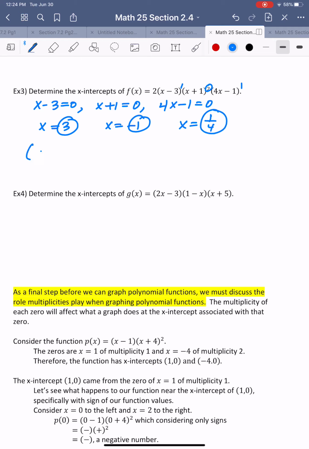The x-intercepts are 3, 0, negative 1, 0, and 1/4, 0, okay? Example 4, determine the x-intercepts for that, yeah? So we set all the linear factors equal to 0.